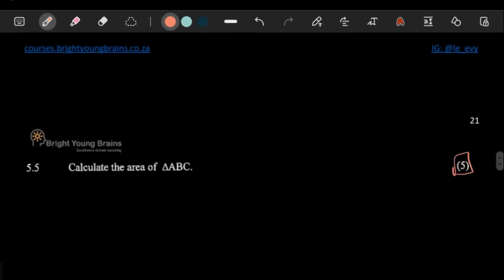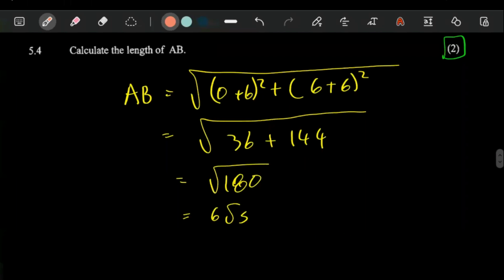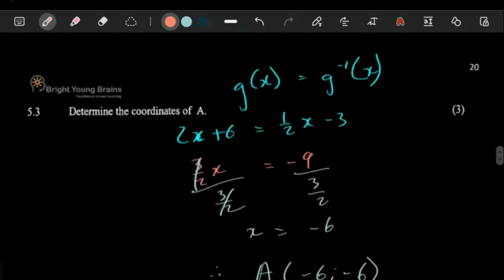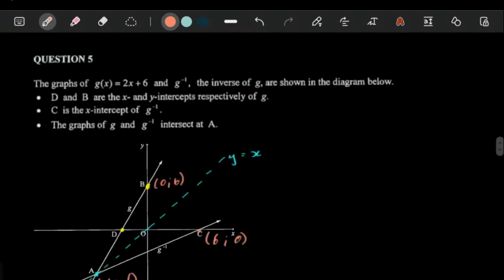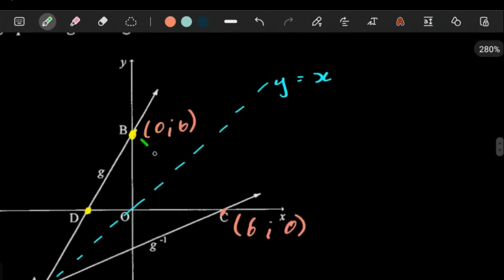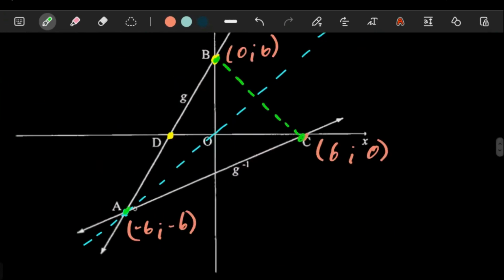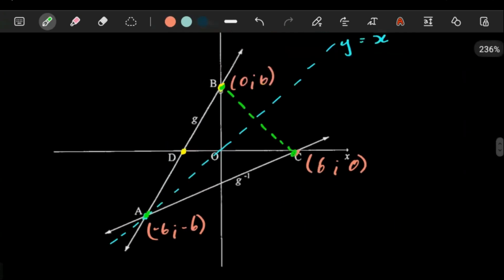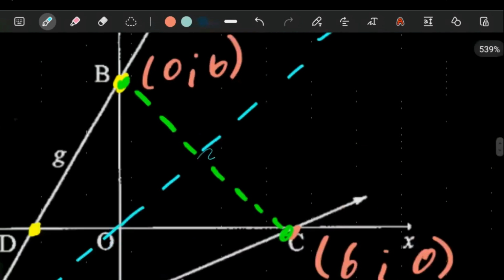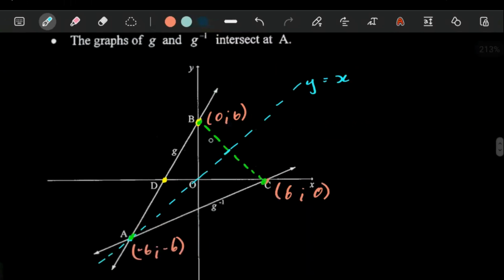5.5 says get the area of ABC. There's BC over here. There's C here, B here, A there. So if you're going to get the area of this shape, it's really not a difficult task. The reason being, we have this here. The idea is you have to remember that this shape is symmetrical.